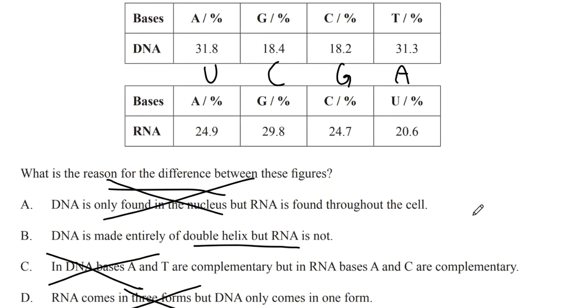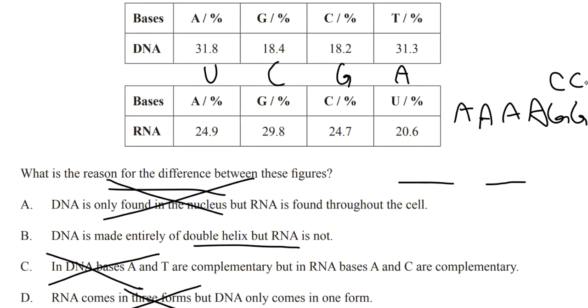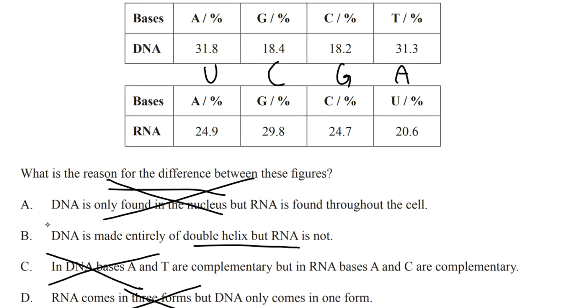So if RNA is single-stranded, that means the ratio, this one to this one, G to C, A to U, does not have to be equal, because you can have a chain of solid A's, A's, A's, A's, and then G, G, G, G. It does not mean we need a C, C, U, U, U, U, because RNA is single-stranded. So that sort of provides an explanation for why these numbers differ. So B seems to be the correct answer.